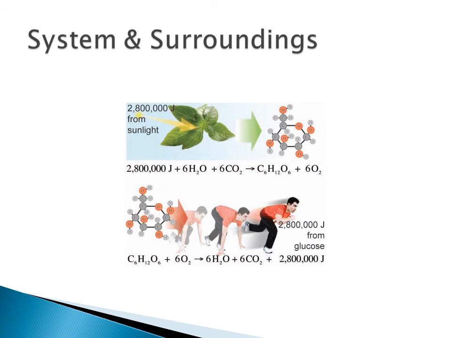So photosynthesis, endothermic, absorbs energy. Energy is going from the surroundings to the system, whereas respiration is exothermic. It is producing energy. So the energy is going from the system to the surroundings.